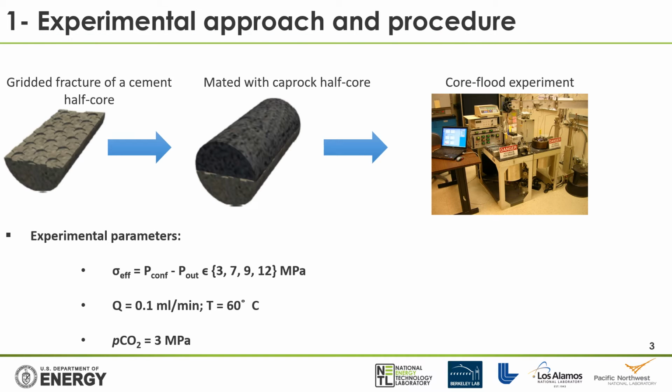We used samples made of cement and sandstone with a reproducible fracture geometry that we call gridded aperture here. We performed core-flooded experiments and injected CO2 brine with a PCO2 of 3 MPa into that fracture with different effective stresses: 3, 7, 9, and 12 MPa.